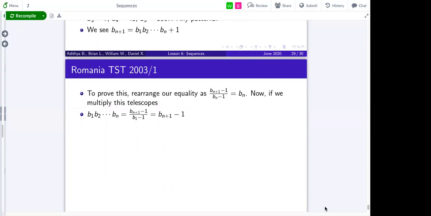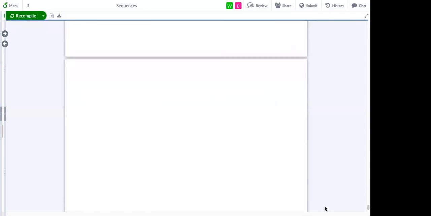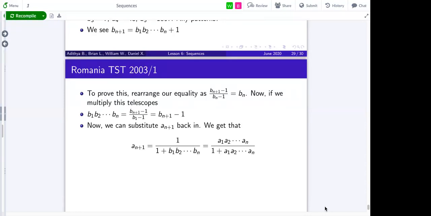So now that we have this useful result, I think it's time we substitute a of n back in. So if we substitute a of n plus 1 back in, we get that a of n plus 1 is going to be equal to 1 over 1 plus b1, b2 all the way to bn. So that's equal to a1, a2, dot, dot, dot, an over 1 plus a1, a2, dot, dot, dot, an.